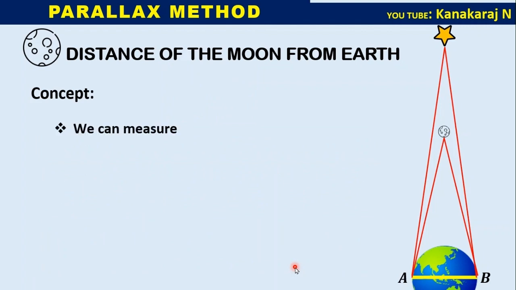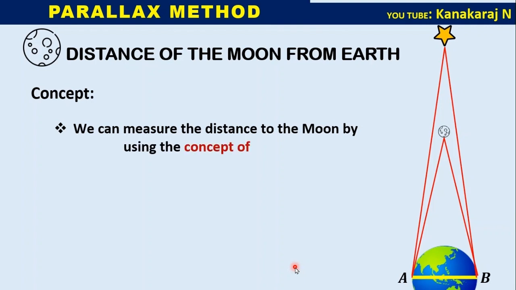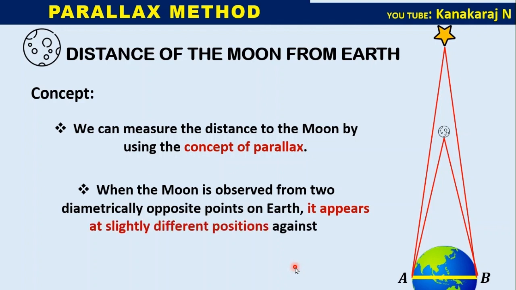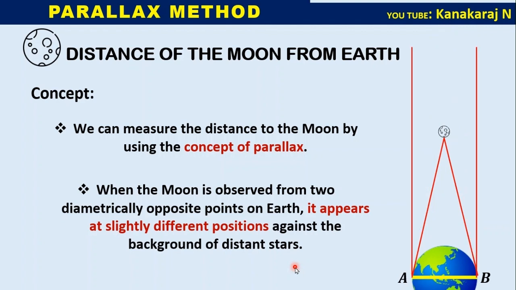Concept. We can measure the distance to the moon by using the concept of parallax. When the moon is observed from two diametrically opposite points on Earth, it appears at slightly different position against the background of distant stars. Now, the star has gone to infinite distance. The line of sight of the star becomes parallel.